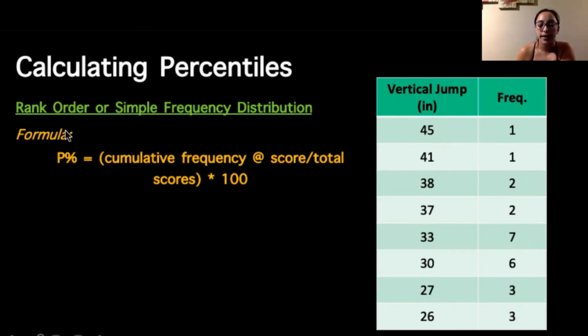The formula for calculating an exact percentile for a simple frequency distribution is taking the cumulative frequency at the raw score of interest, dividing it by the entire sample size or the total number of scores you have collected, and then you multiply by 100 to get the percent. Okay. What is a cumulative frequency?